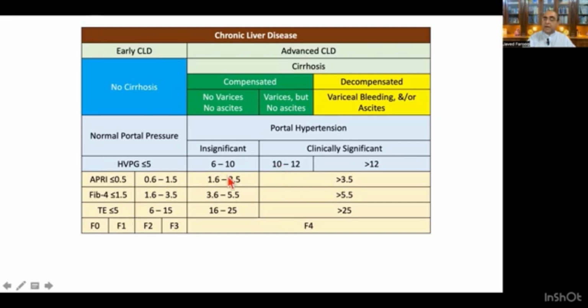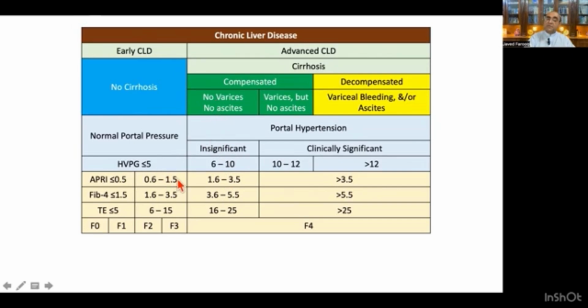For example, if the APRI is more than 3.5, the FIB-4 is more than 5.5, or the elastography is more than 25, it means clinically significant portal hypertension is present. The patient has varices, and the patient may develop variceal bleeding or ascites. If the APRI is less than 3.5 but more than 1.6, FIB-4 is less than 5.5 and more than 3.6, and elastography between 16 to 25, portal hypertension is again present, but it's clinically insignificant, and probably you won't see varices or ascites in such a patient.